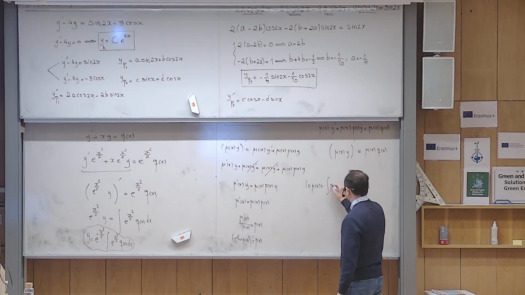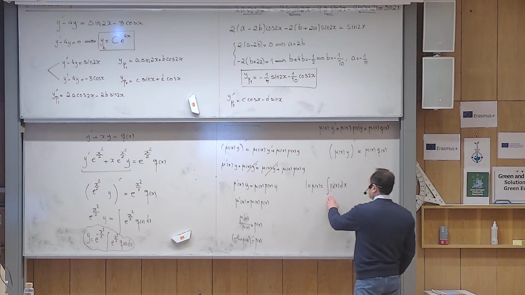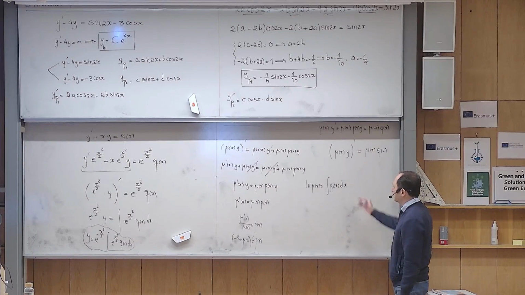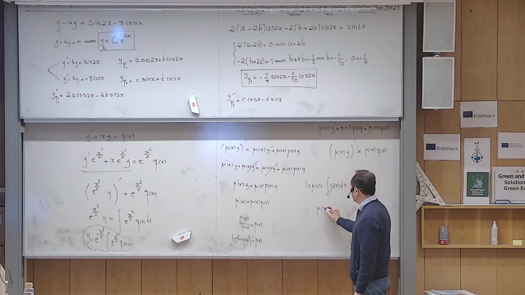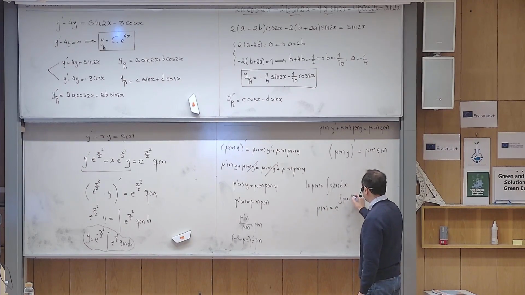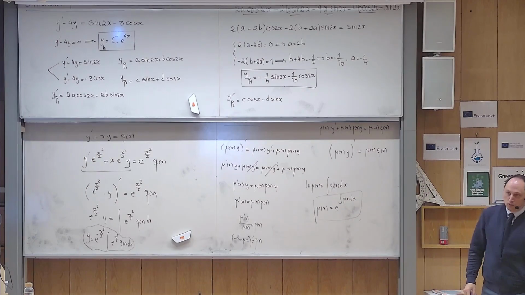If you don't mind, let me write it as an integral. Of course, in this integral, I need only one of the primitives, so I can consider the constant c for this integral. And then mu of x becomes what? e to the power of the integral of p of x dx. And then the problem is solved once and for all.